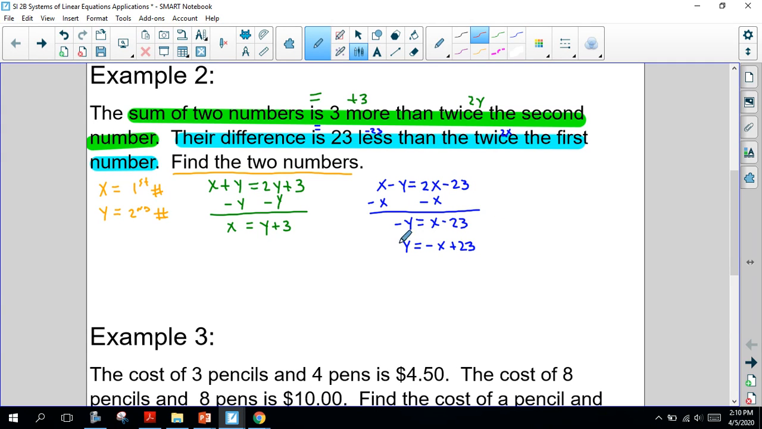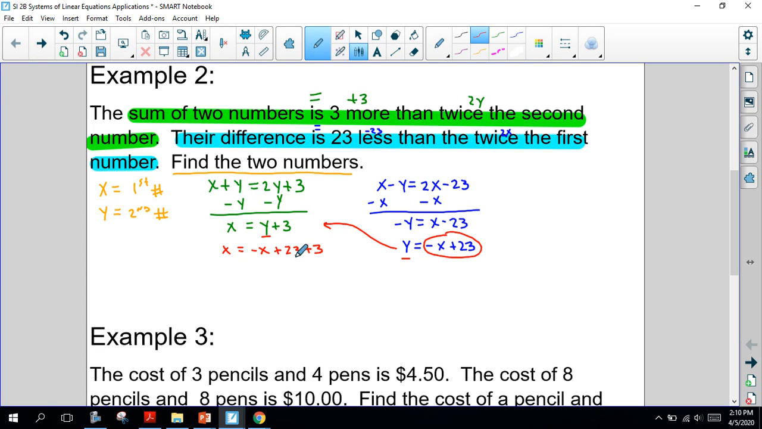Well, now I've got the variables by themselves, so I am set up to do some substitution here. So since this y here is by itself and it's equal to this negative x plus 23, I'm going to go ahead and substitute that expression in for y over here into my other equation. So we're going to write this down. We're going to have x is equal to y, but instead of y, we're replacing it. So in its place, I'm going to put negative x plus 23. And I replace the y, and the plus 3 still needs to come down, so I bring that down here.